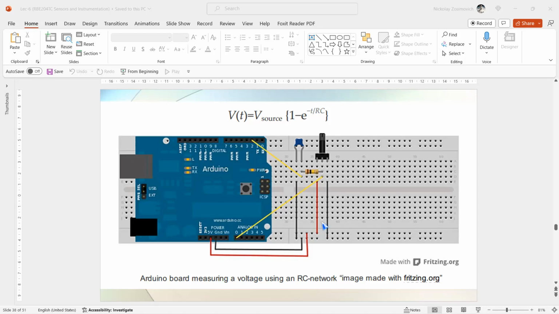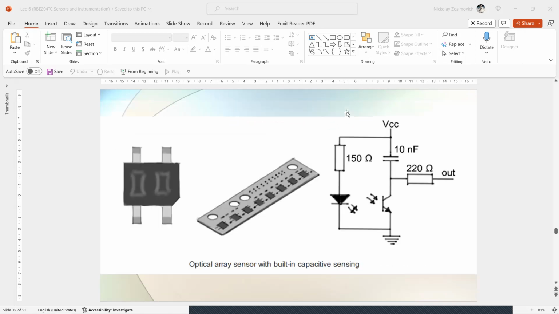The charge time T depends on V(t), and V(t) we may express as V source times 1 minus e to the power minus t over RC. Here we have fixed values R and C. And this strategy allows turning any regular microcontroller pin into an analog sensing pin, especially when the amount of analog input is limited or unavailable. This approach might be beneficial.